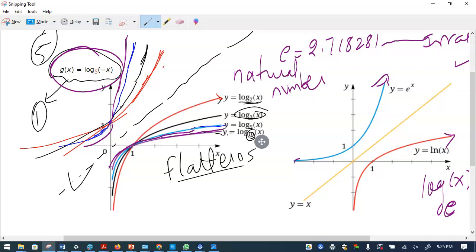If you want to check, e raised to x is between 2 raised to x and 3 raised to x, and e is this one. I can use any color that I do not use. I think I've used all the colors.